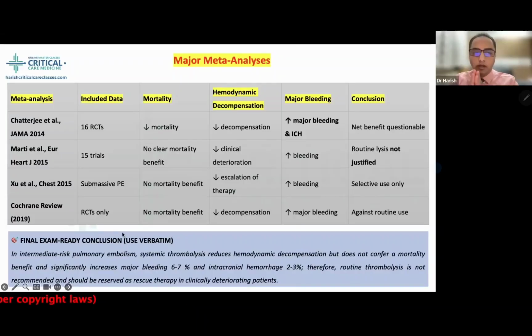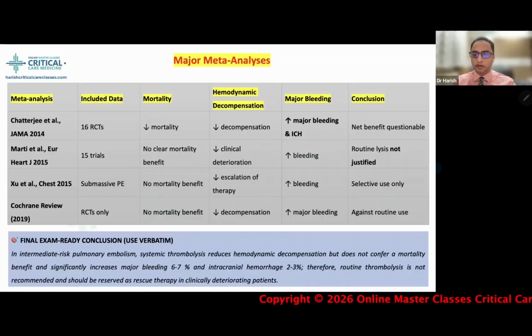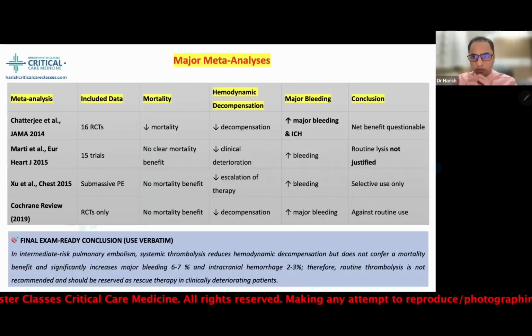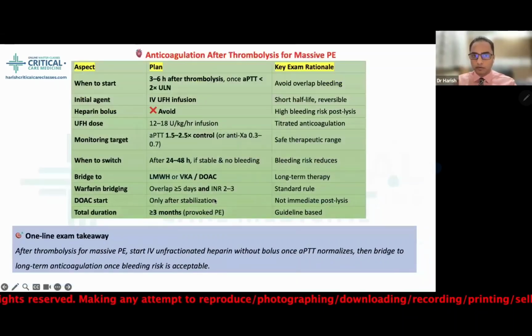So the final take-home message: in intermediate risk pulmonary embolism, systemic thrombolysis reduces hemodynamic decompensation but does not confer a mortality benefit and significantly increases major bleeding, in around 6 to 7%, and intracranial hemorrhage, in about 2 to 3%. Therefore, routine thrombolysis is not recommended and should be reserved as rescue therapy in clinically deteriorating patients. A very, very important take home for thrombolysis in intermediate risk patients.